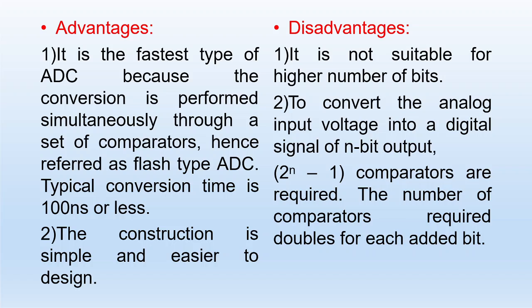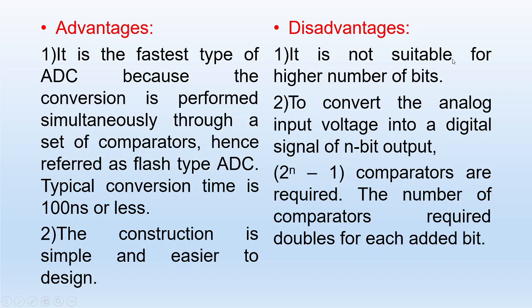Advantages of this flash type of ADC: it is faster because the input reaches all the comparators at a time. That's why the comparison takes place at a time, and that's why the conversion time of the flash type of ADC is much lower. It is 100 nanoseconds or less. The construction is simple and very easy to design. We only have to pay attention to the values of the resistors.